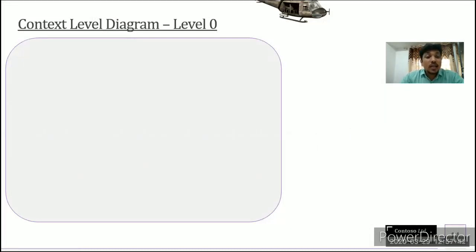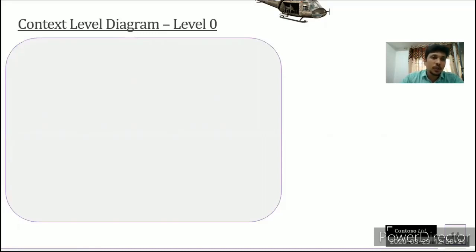A data flow diagram is a graphical representation of the flow of data through an information system. Data flow diagrams have different levels, such as the context level diagram, level 1 diagram, level 2 diagram, level 3 diagram, up to level n diagrams in a system. According to the requirements and complexity of the system, the number of levels of the data flow diagram will vary.